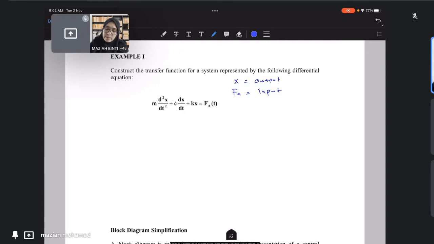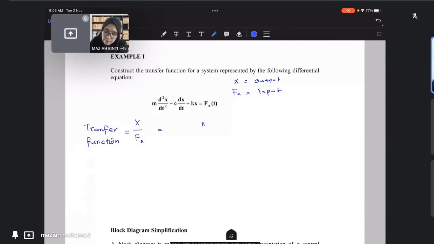Normally we're going to write the transfer function as the ratio of the output over the input. Okay, this is the transfer function. Ratio of output, x is our output, to the input, which is FA. Okay, so therefore the equation will be like this. So first we need to separate x from there.